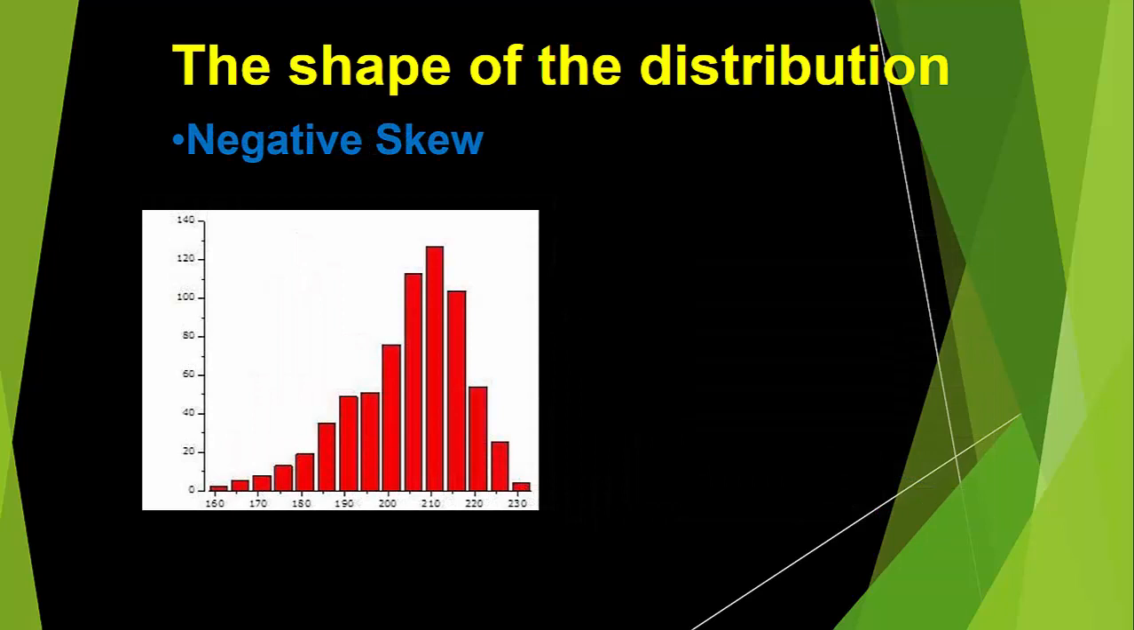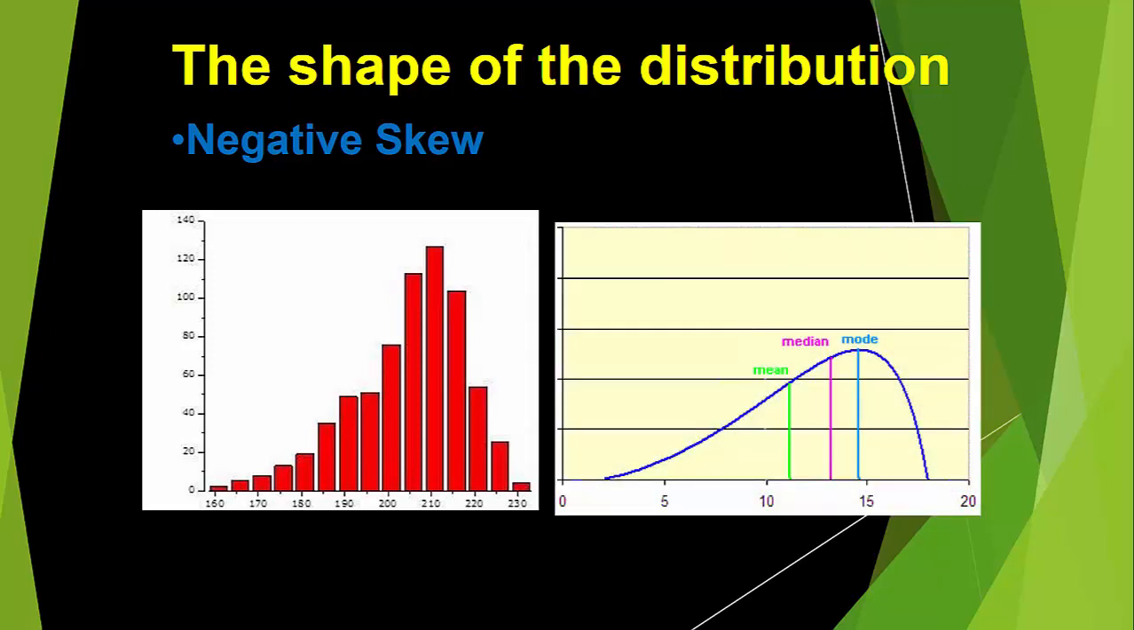And if the tail lies to the left, in the negative direction, then we call this negative skew. This non-symmetric distribution again has a mean, median and mode which are no longer equal to each other, and now the mean is the smallest value, the mode is the largest value, and the median is somewhere in between.